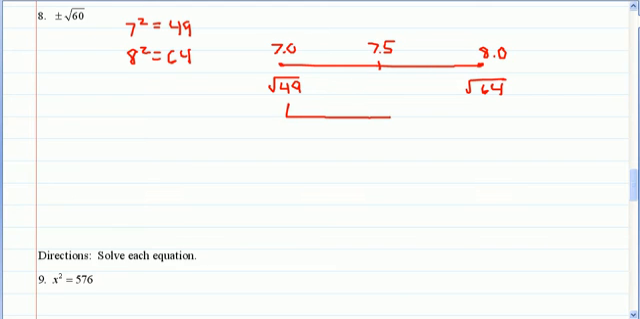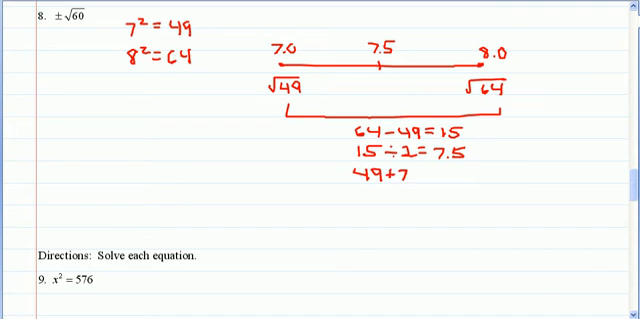The difference between 49 and 64 is 15. I take 15 divided by 2, and I get 7.5. And then 49 plus 7.5 is 56.5.